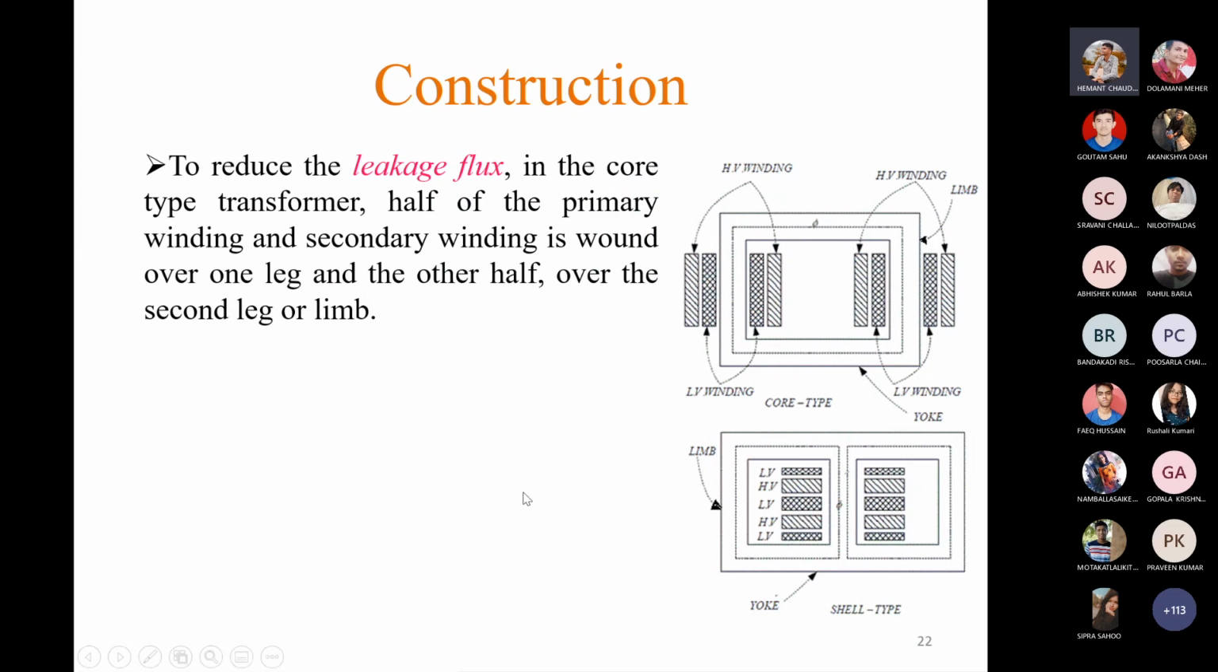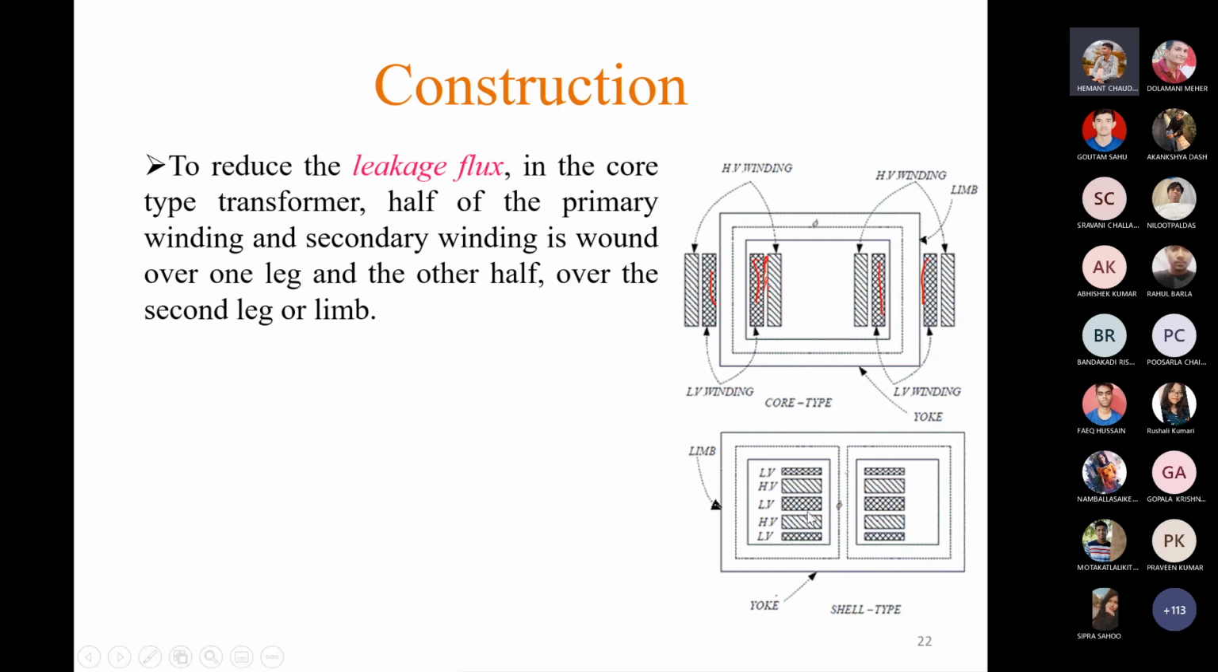You can see from this diagram. First of all, half of the low voltage winding is placed on the first leg, this section. Then the other half is placed on the other leg, this section. First there is some insulation between the core and the low voltage winding. Then another insulation section is placed. Over that insulation, half of the high voltage winding is placed here, and similarly the other half is placed over the insulation on the second leg. That means first some insulation, then half of the low voltage winding, then another layer of insulation, then the other half of the high voltage winding. In this way the windings are placed on the two legs. So this is for core type.